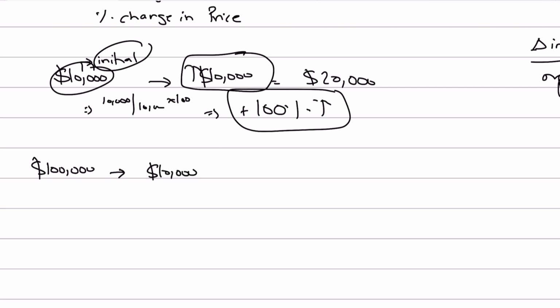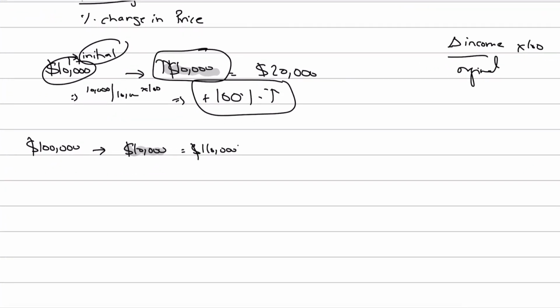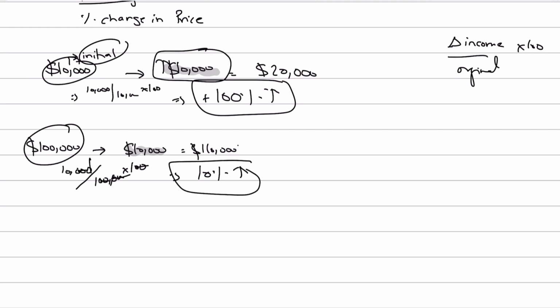So here as well, my income was going up by 10,000, right? And now my income is $110,000 per month. If I were to calculate the percentage change now, you'll say, okay, change in income divided by original. The change in income is 10,000, while the original is 100,000. Divided by 100,000 times 100, this would give me a value of 10%. So my percentage increase in income is 10%.